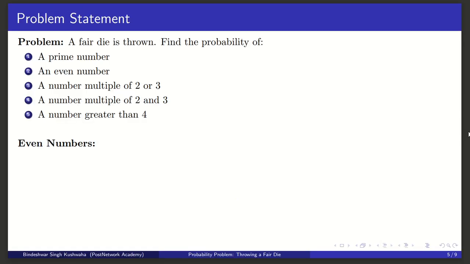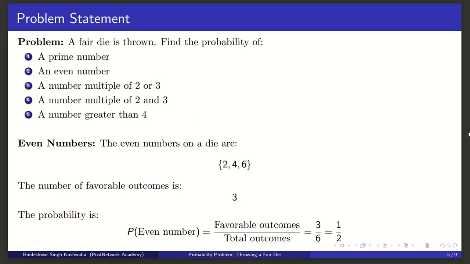Second, an even number. So the even numbers on a die are 2, 4 and 6. So there are 3 favorable outcomes. So P of an even number would be 3 upon 6, and that means 1 upon 2.